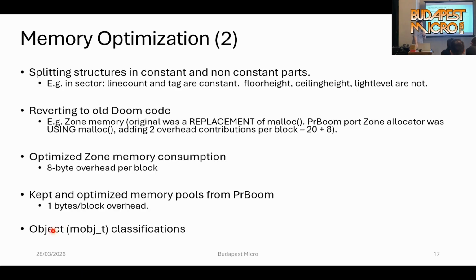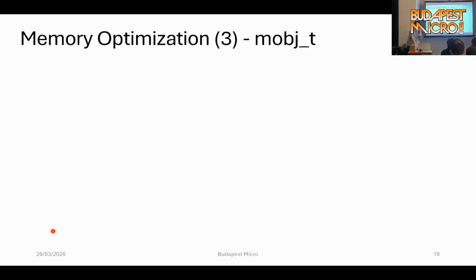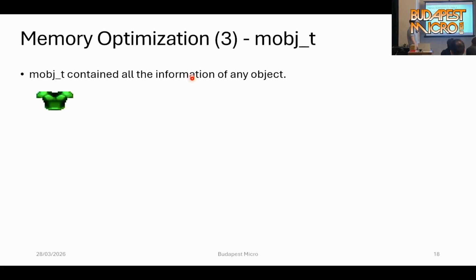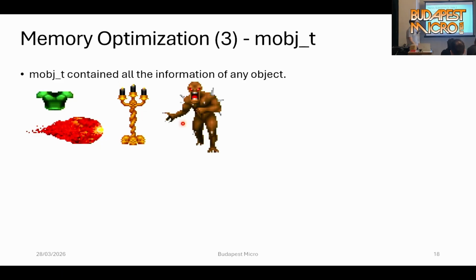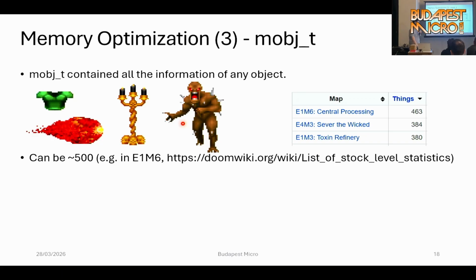And then the most critical part was the object classification. So what is a mobj_t? It's a map object type, and it's basically a container that stores all the information of every object in a map. It can be a bonus, or a projectile, or a static element like a candlelight, or an enemy like the imp.